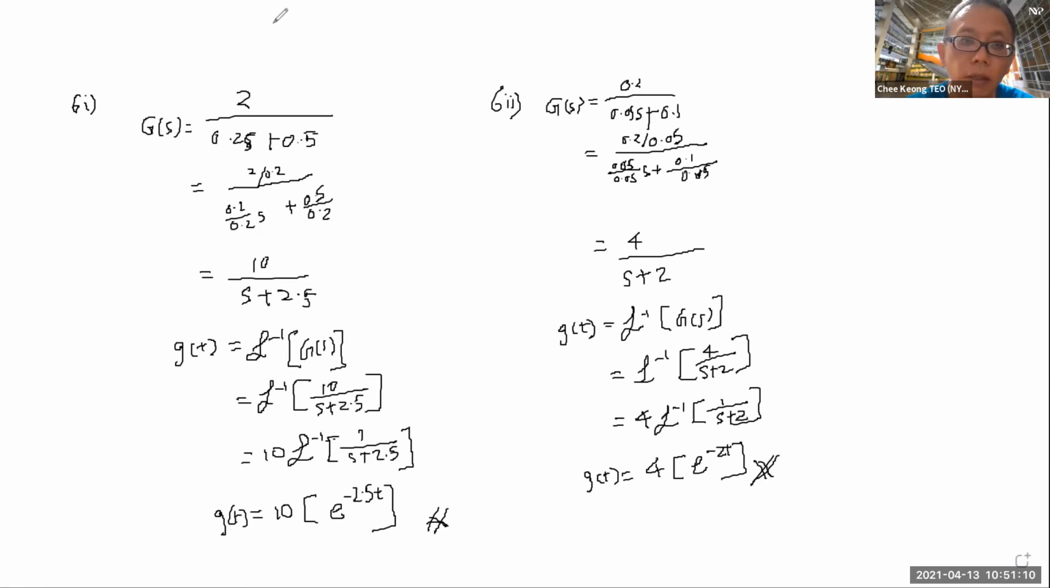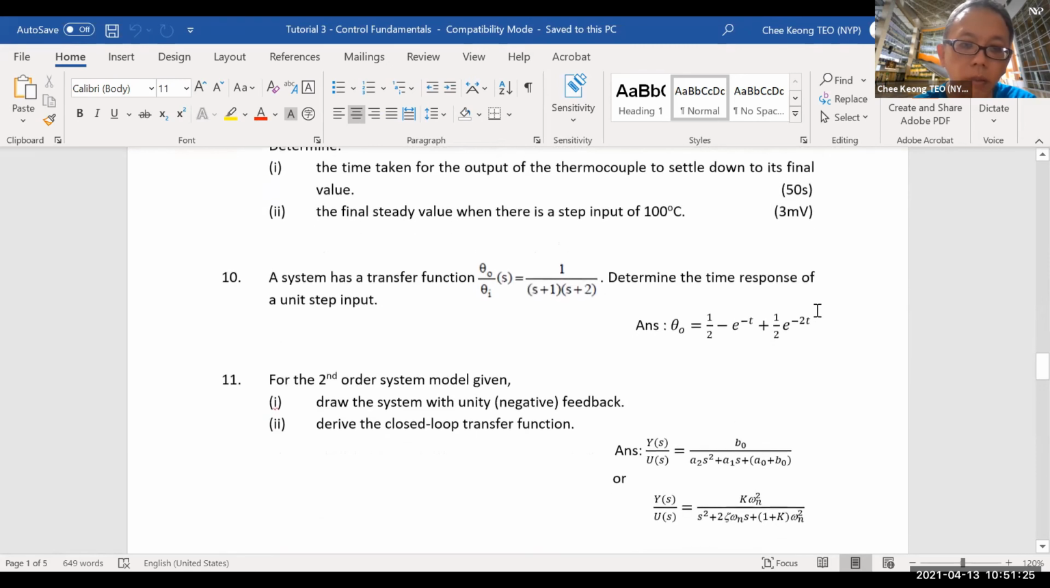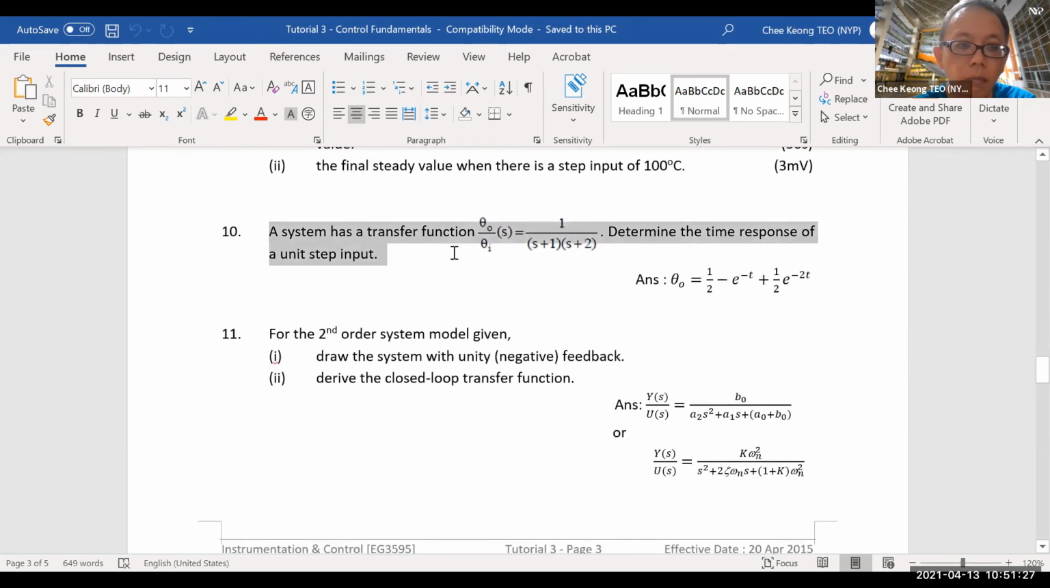Now let's take a look at the second question that we are supposed to solve. That is question 10. Let's go back to the tutorial and share. Question 10 says that a system has this particular transfer function, output over input. Determine the time response of a unit step function. So remember this equation, theta out over theta in is 1 over s plus 2, right?